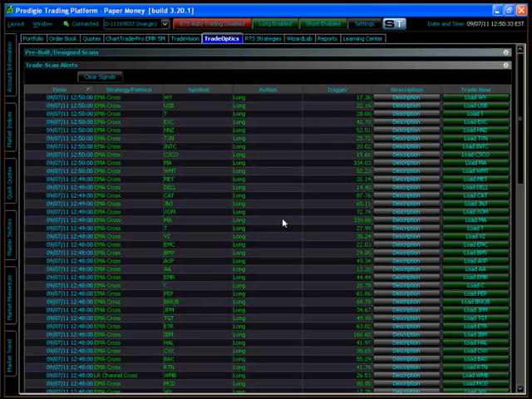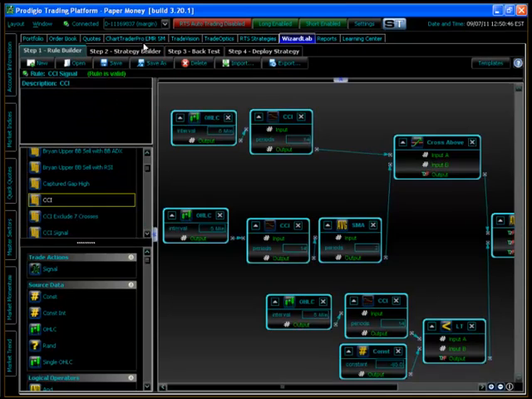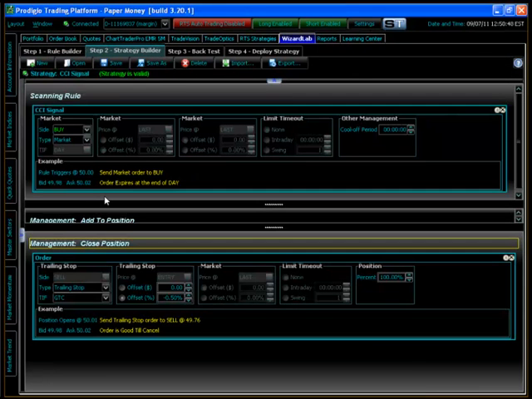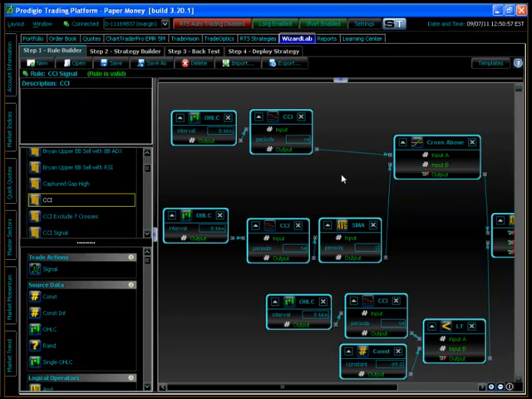So every 5 minutes I'm going to get a new scan, the result of a new scan, and it's going to populate this queue with any signals that it gets for that CCI reversal. And so here I can create a system, and a strategy is like a system. I mean, a strategy is really synonymous with a system, where these tie together, and I can bring in as many components as I want.